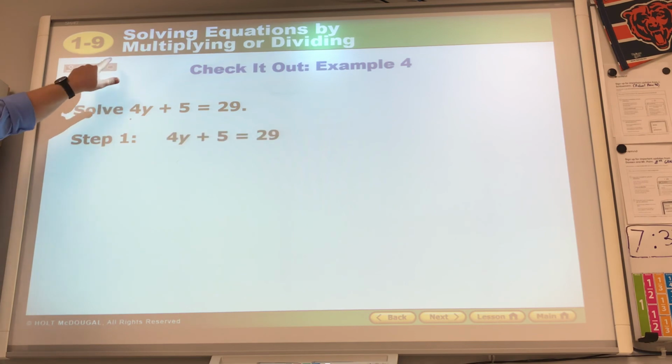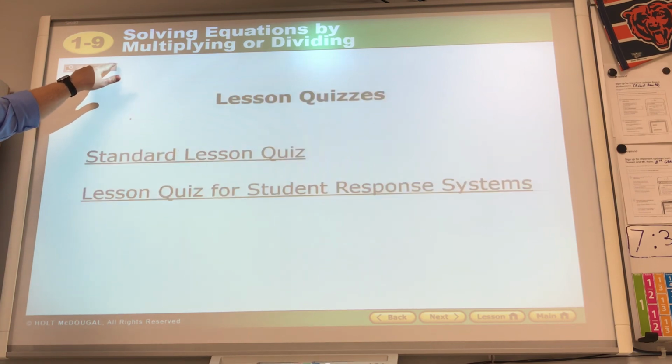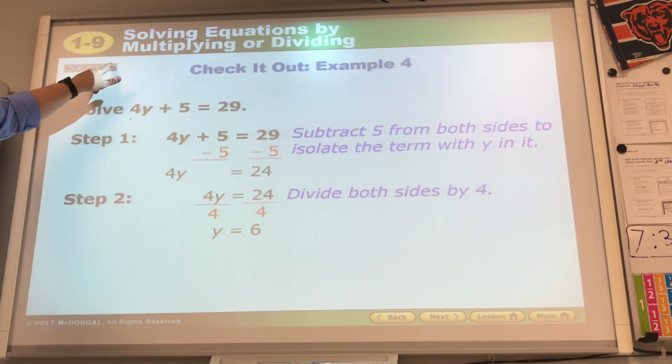Step 1, let's see what they do. Here we go. Put it in, and we subtract first. Step 2, we do our division. Divide by 4, and we get 6. And that's what we're looking for.